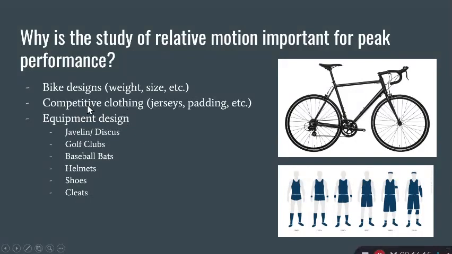We might look at different changes in competitive clothing. We might want clothing that is more skin tight to help us cut through the air a lot better, reducing the amount of friction. This might change what we're looking at with relative motion compared with equipment designs. Do we want bigger or smaller golf clubs? We might want certain kinds of helmets, shoes, or cleats to be able to change the amount of friction to help us move the way we want to move.